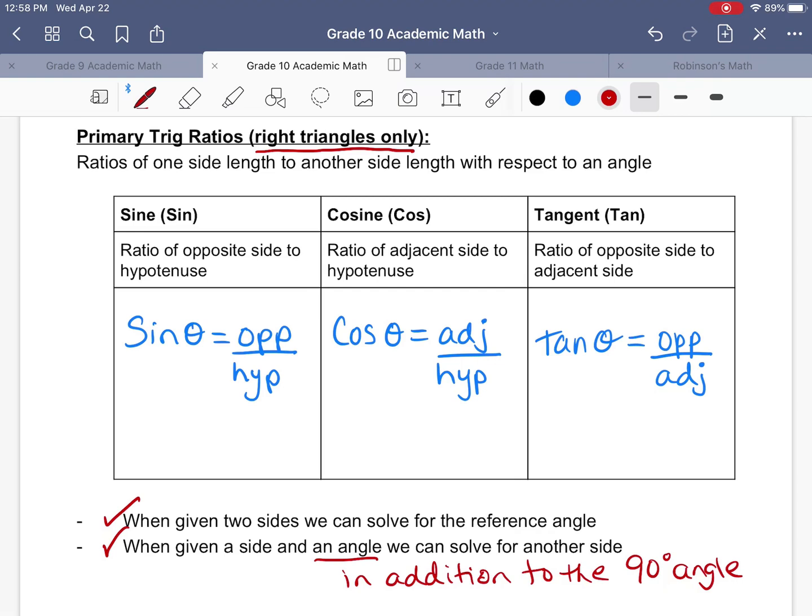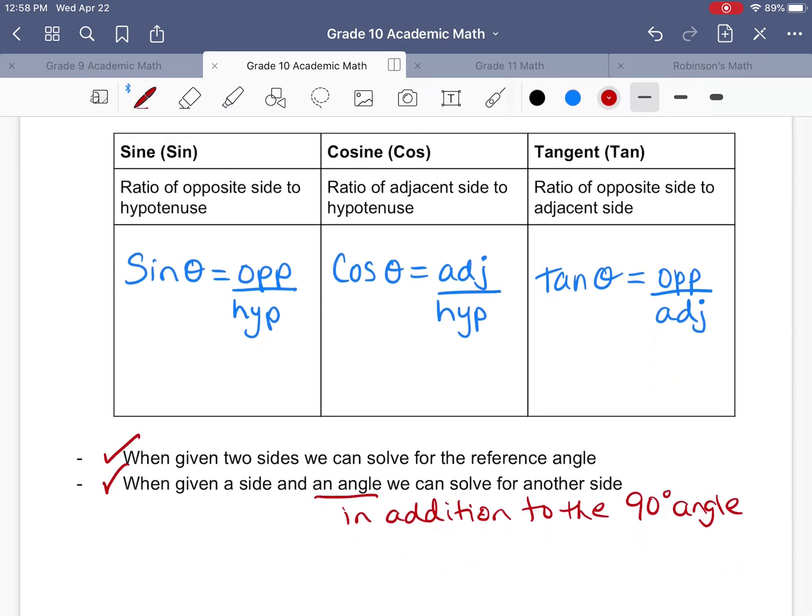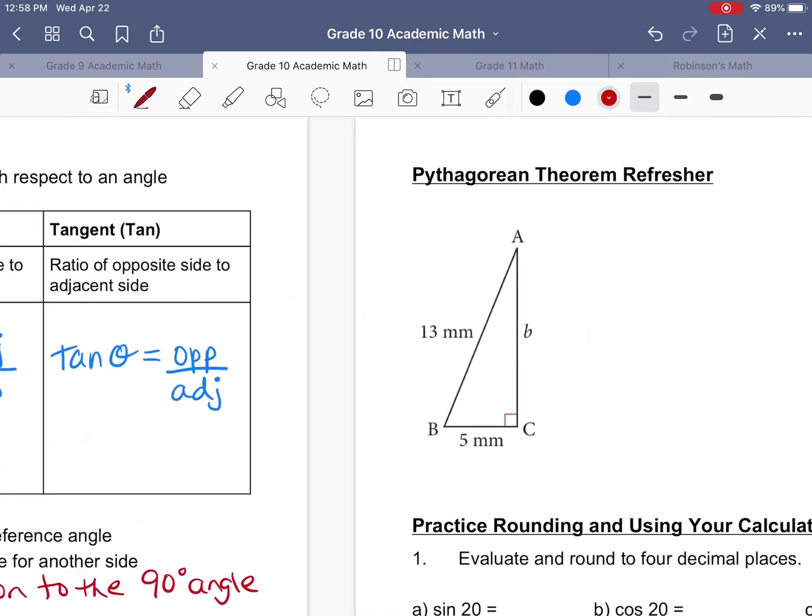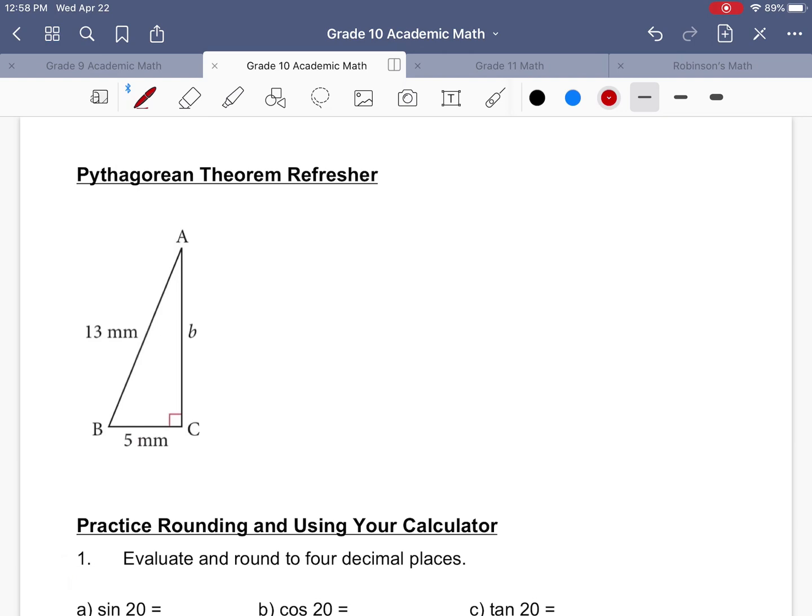So before we get into sine, cos, and tan, we are going to look at Pythagorean Theorem, because this is something that you did in grade 7, or maybe not grade 7, but grade 8, grade 9. And so we're going to look at a little refresher here because it is a calculation that we can use with right triangles. So Pythagorean Theorem is c squared is equal to a squared plus b squared.